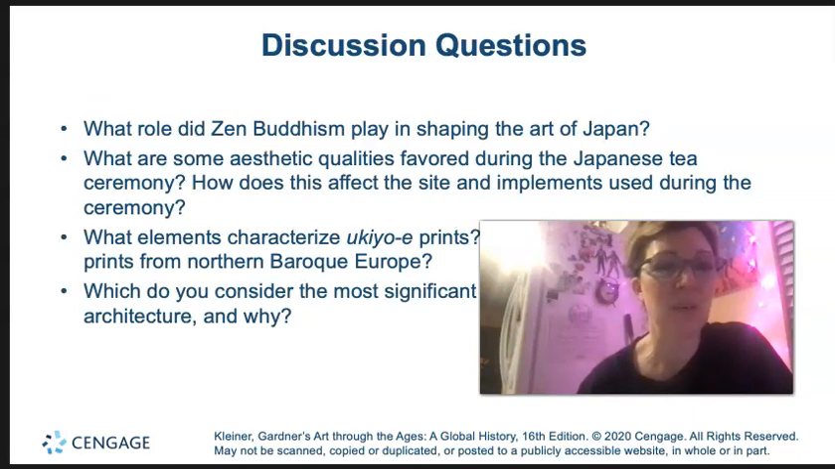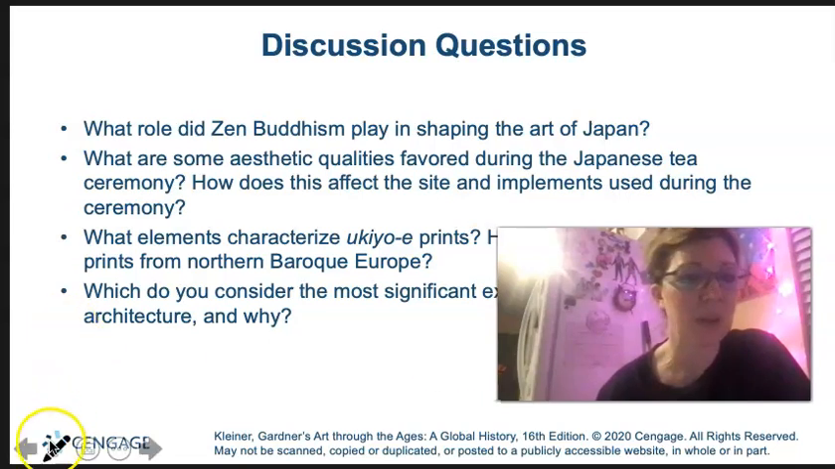I love the whole Zen Buddhism, I mean, the whole idea of that. That would be a great paper. Okay, done.